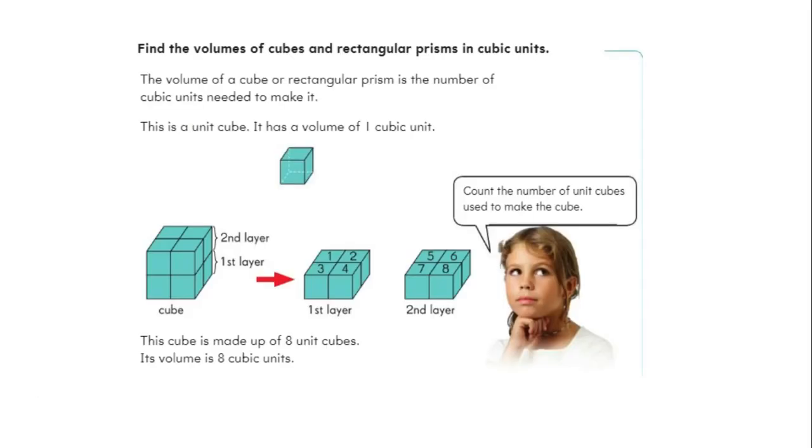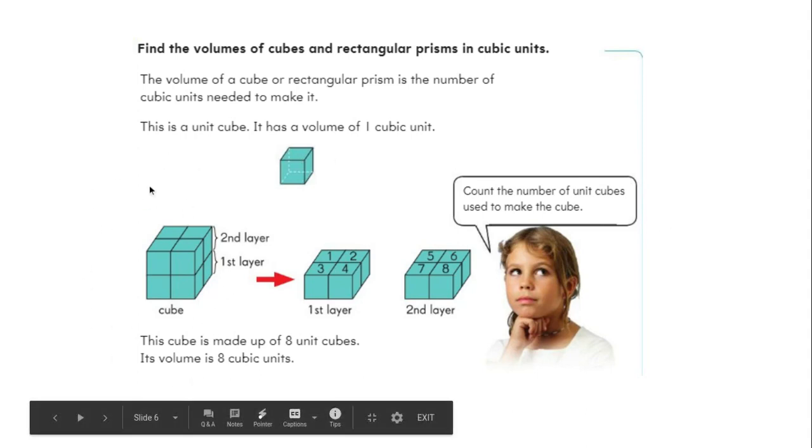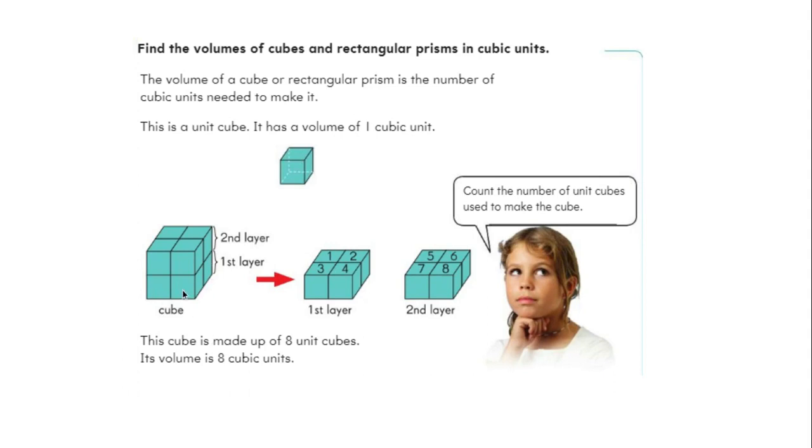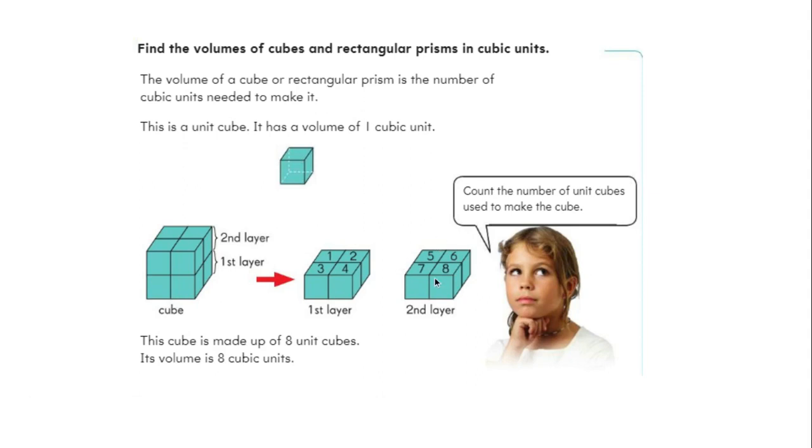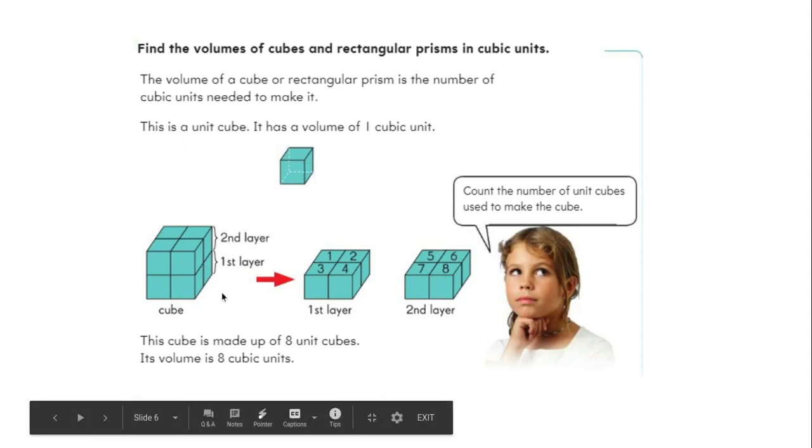Okay, let's find the volumes of cubes and rectangular prisms using cubic units. So I'm going to look at this cube here, and I'm going to start measuring it by first looking at the first layer, and I can count the number of cubes. There are 1, 2, 3, 4 cubes. And the second layer, there are 5, 6, 7, 8 cubes. So this cube is made up of 8 unit cubes, and that means its volume is 8 cubic units.